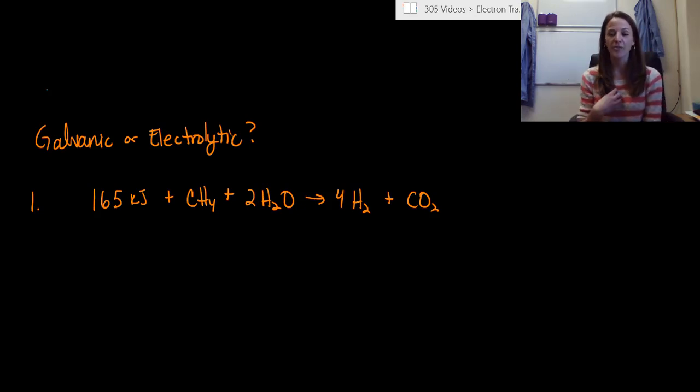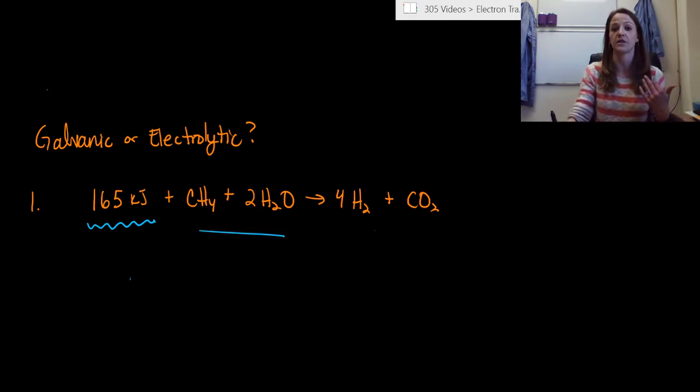So the first thing that I personally look at when I'm trying to decide if something is galvanic, meaning spontaneous, or electrolytic, non-spontaneous, I automatically look at the energy. So right away what I see is that energy has to be added to the system in order for it to convert its reactants into products. So right away we could classify this as what's called an endothermic reaction.